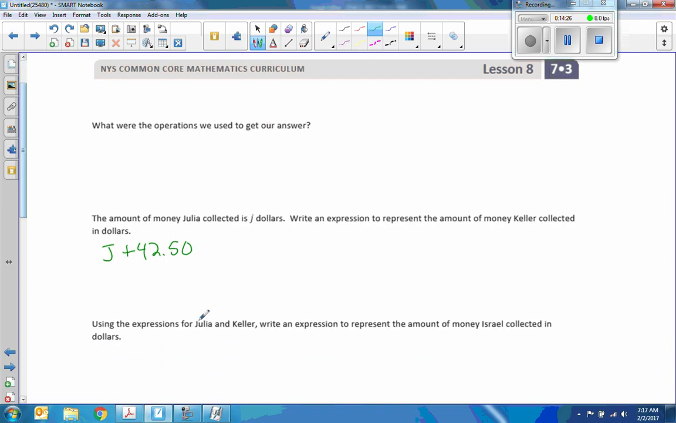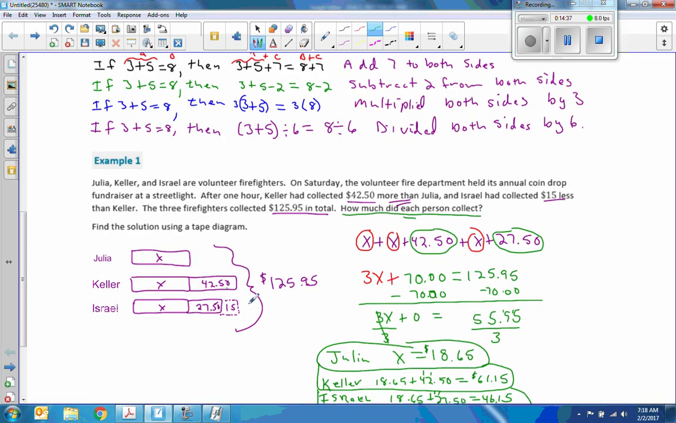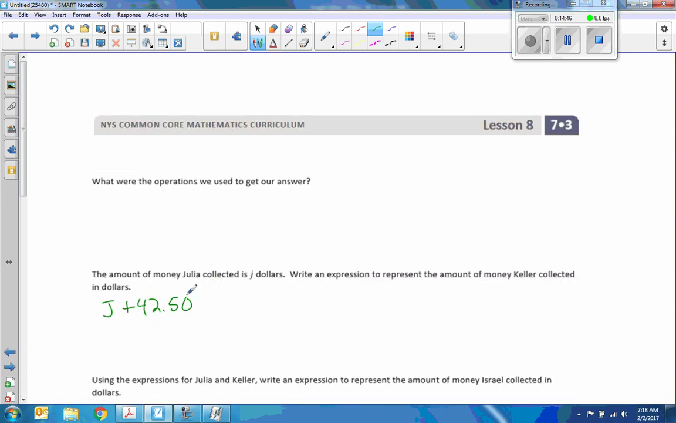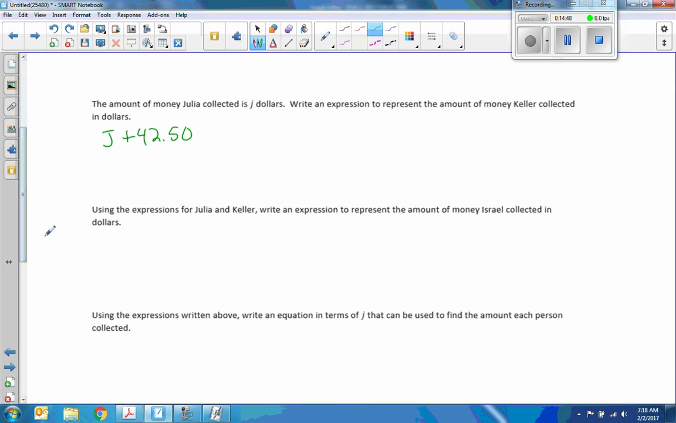Okay, using the expression for Julia and Keller, write an expression to represent the amount of money Israel collected in dollars. So if I go back, look here, Israel collected Julia plus Keller minus 15. So that would be Julia plus Keller, which was the $42.50, minus 15. Okay? Or we could just combine the like terms and say Julia plus 27.50.